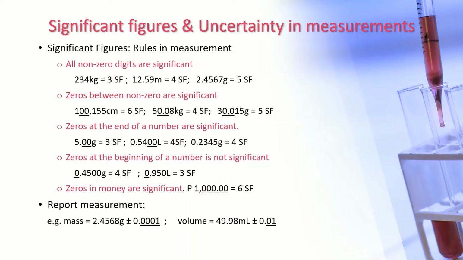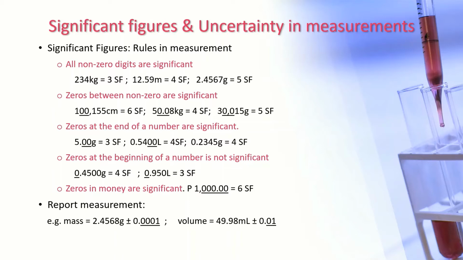Now for the fourth rule, zeros at the beginning of a number are not significant because the zero here is only used to denote that such value is less than 1. For value 0.4500 gram, it has 4 significant figures. And 0.950 liter, it has 3 significant figures.